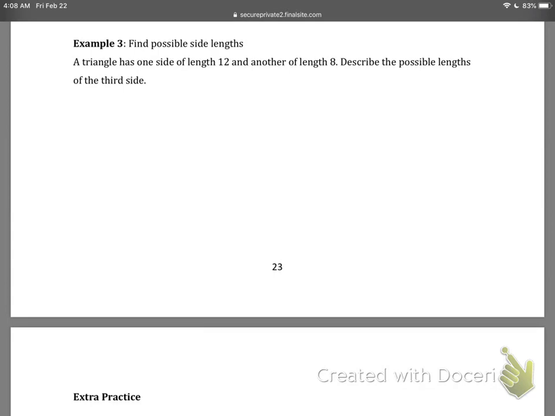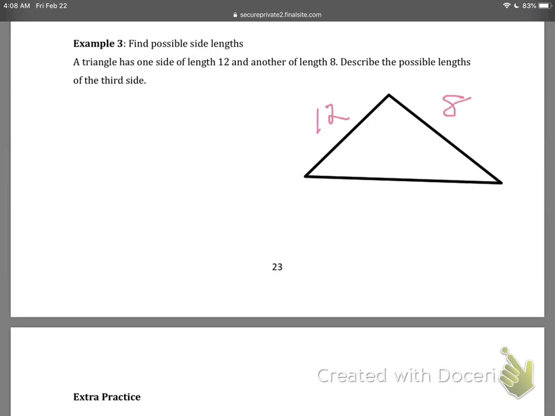So they tell us that a triangle has one side length of 12 and another of 8. So let's draw a triangle and we'll label the sides. Okay, so here's a triangle. It says one side length is 12 and another is 8. Describe the possible lengths of the third side.